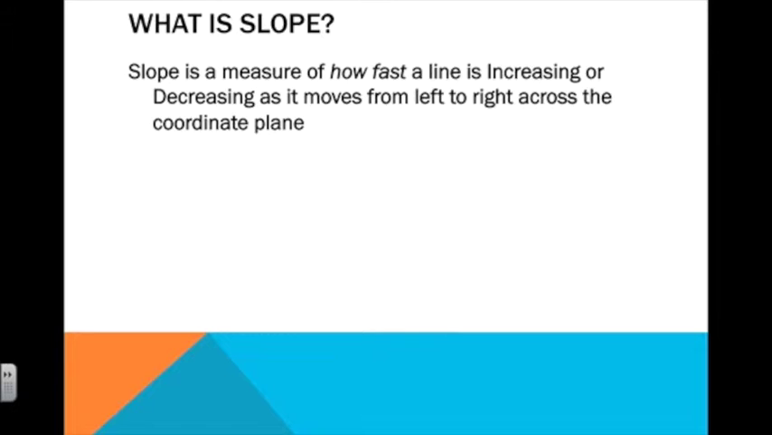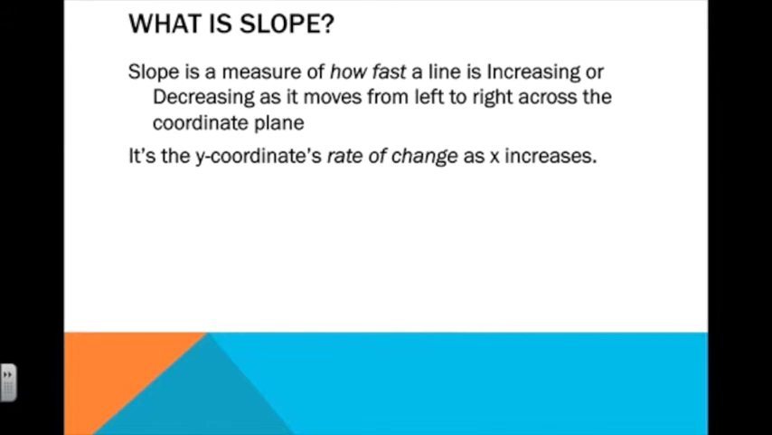What is slope? Slope is a measure of how fast a line is increasing or decreasing as it moves from left to right across the coordinate plane. It's the y-coordinate's rate of change as x increases. Finally, we use the letter m to represent slope.